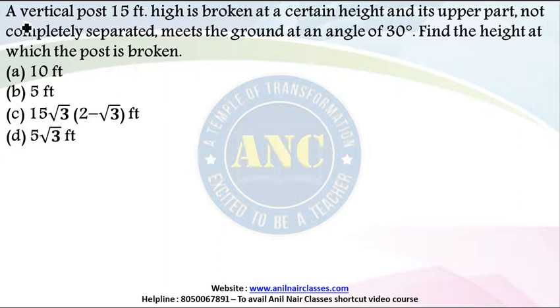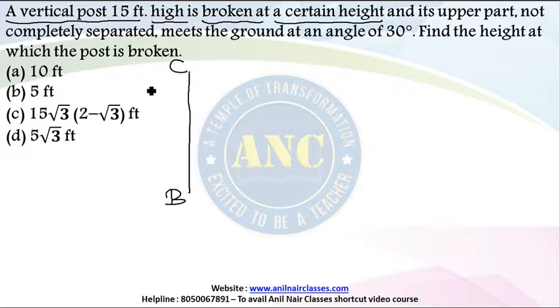Next question, if you observe: a vertical post 15 meter high is broken at a certain height. That means there is a vertical post. I will call this vertical post BC. This entire BC value is 15 meters high. It is broken at a certain height, at this point for example. The part below the break I will call AB, and the point at which it broke I will call A. And its upper part is nothing but AC.